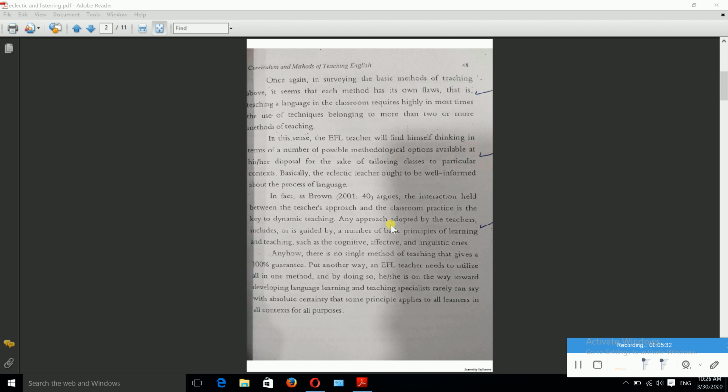An approach adopted by the teachers includes or is guided by a number of basic principles of learning and teaching, such as the cognitive, affective, and linguistic ones.